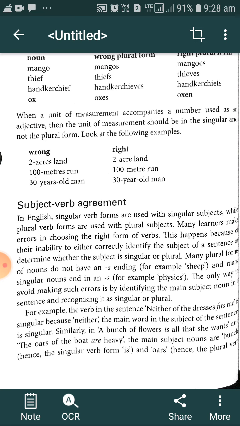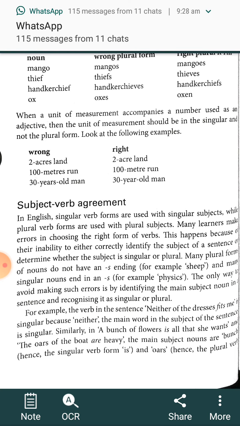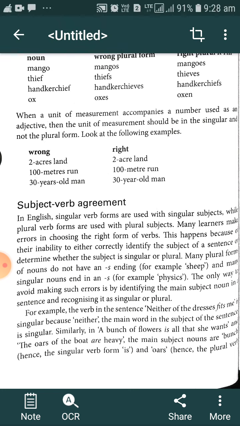Many plural forms of nouns do not have an s ending. For example, sheep. We don't need to add an s suffix to make the plural form of sheep. Many singular forms end in s. For example, physics. There is no need to consider these words as plural, because physics is the name of that particular subject.